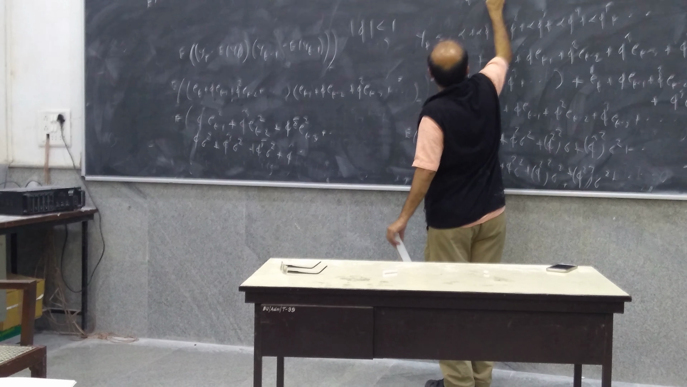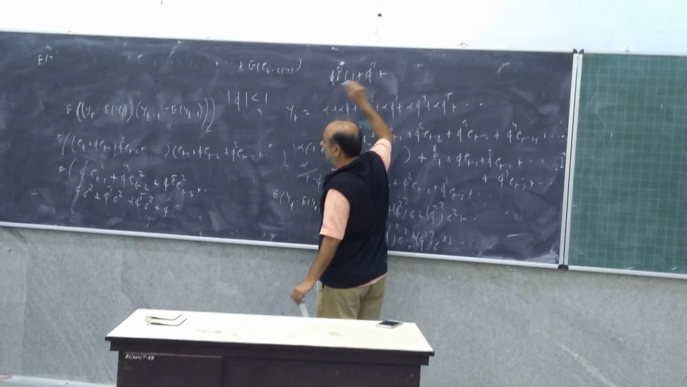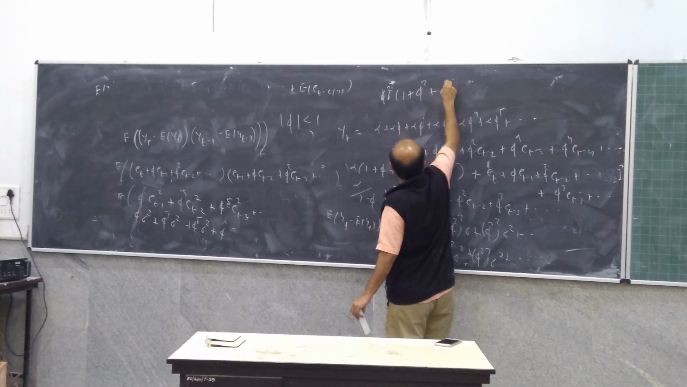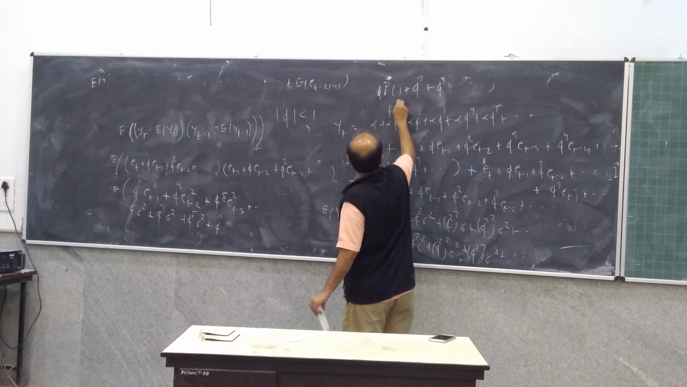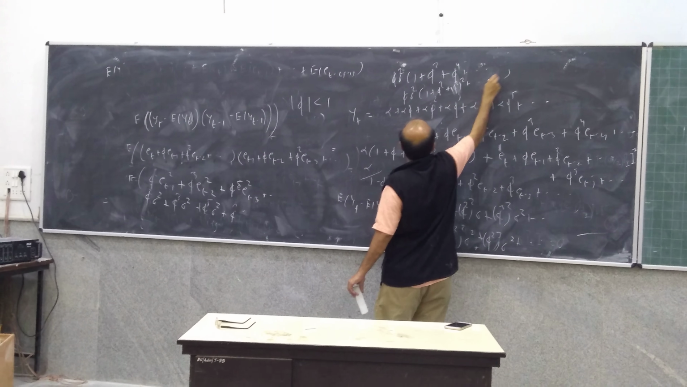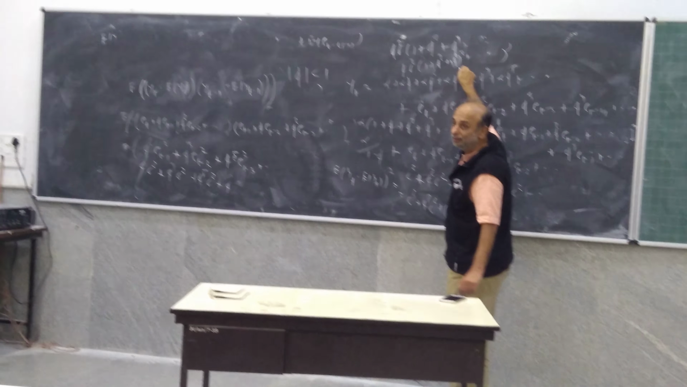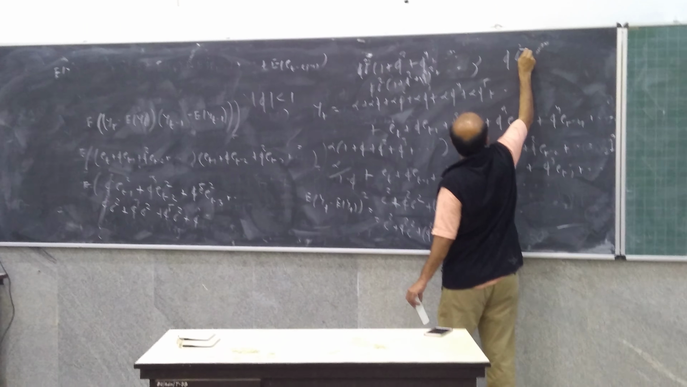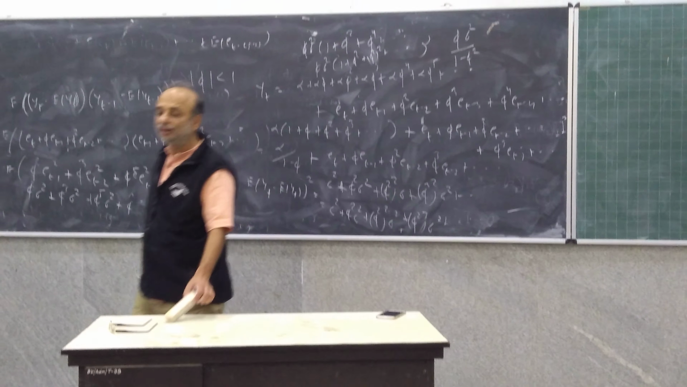So phi sigma square times 1 plus phi square plus phi to the 4 and so on, right? This is phi sigma square times 1 plus phi square plus phi square square, like that it will be. This will become a geometric series. So this will become phi sigma square upon 1 minus phi square.